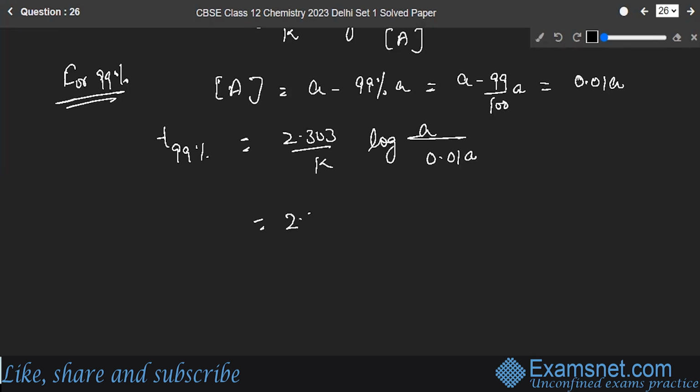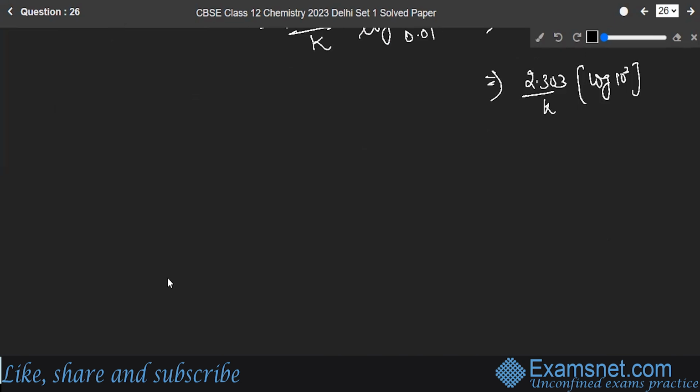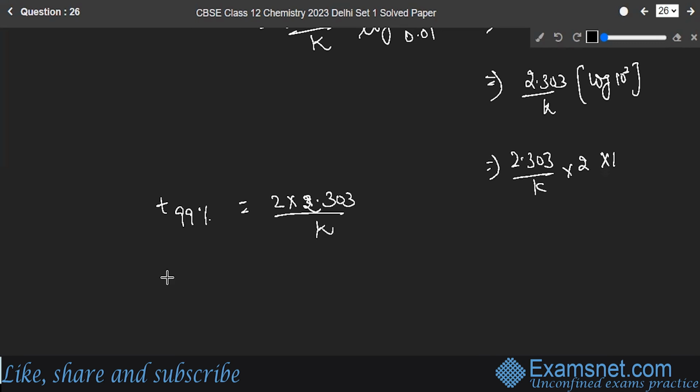Or this will be equal to 2.303 upon K log of 1 upon 0.01, or this is 2.303 upon K log of 100, that is equal to 10 power 2. I can write it like this, log 10 power 2, or this will be 2.303 upon K into 2 log 10, that is equal to 1. So this will give me T 99% is equal to 2 into 2.303 upon K. This is equation 1.